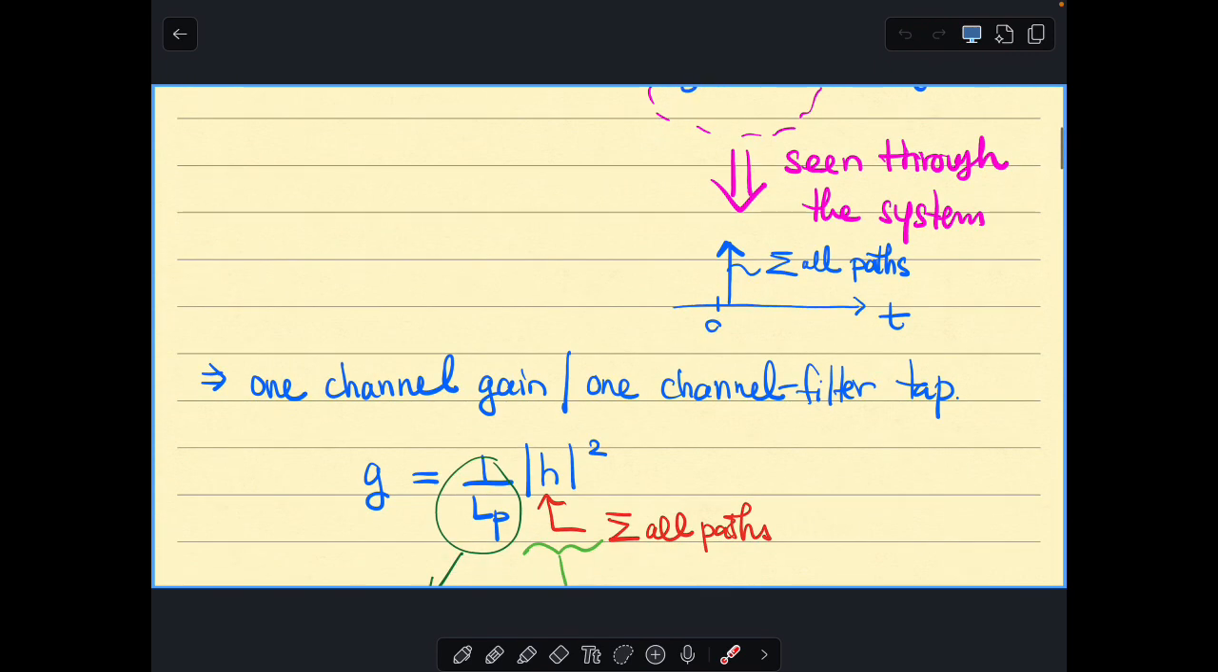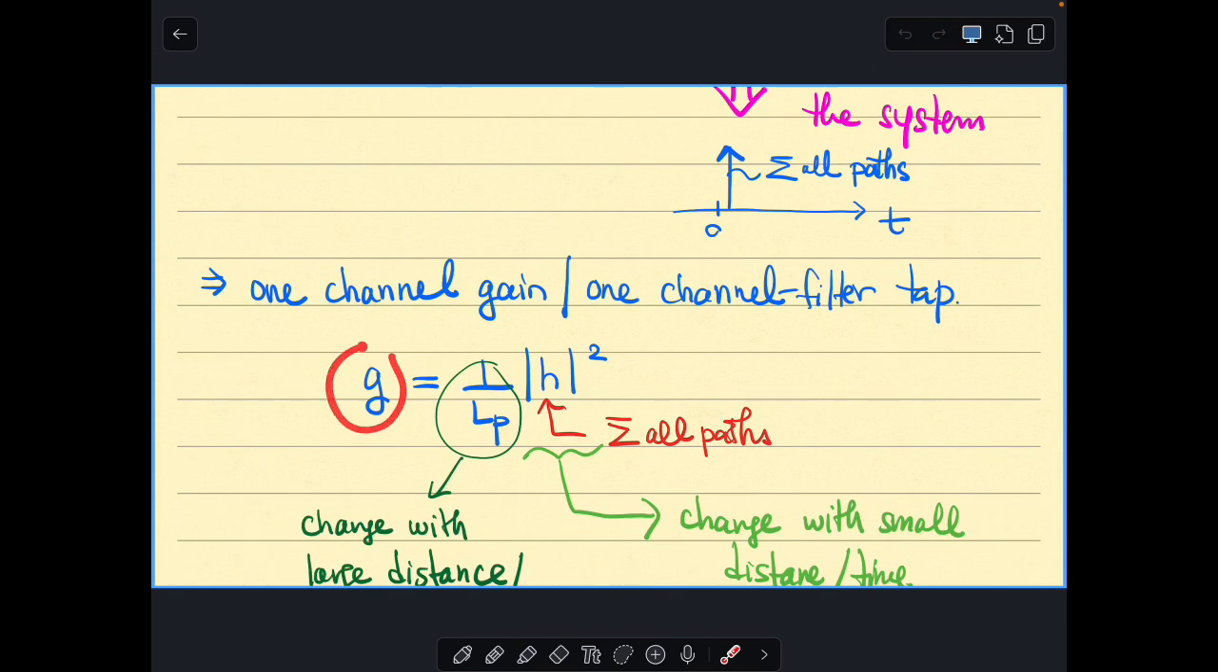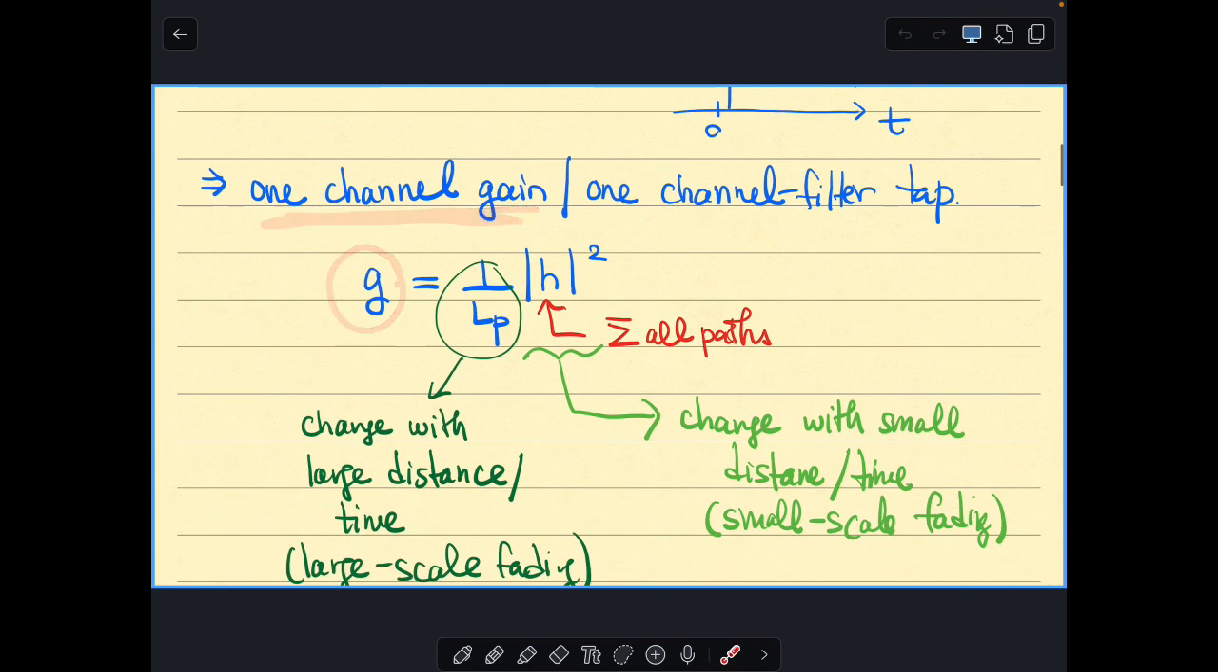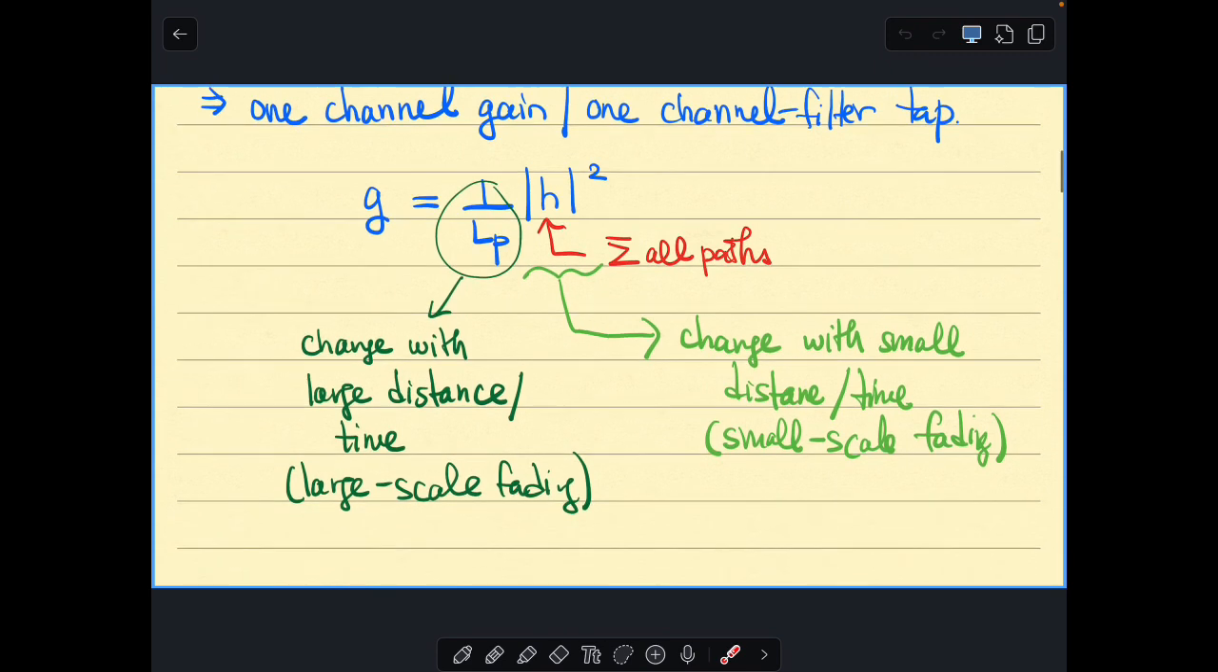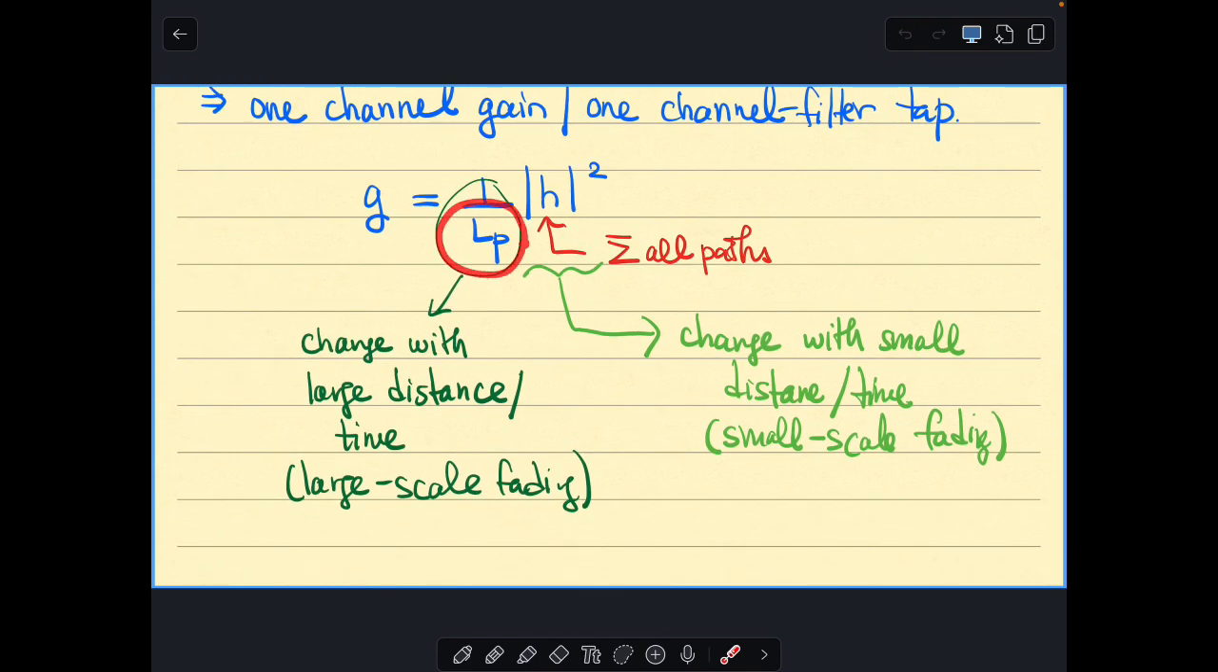So there's only one channel gain, or one path, or one filter tap. If you think of the channel as a filter, there's only one coefficient. So I let G be this channel gain. You can think of this channel gain as having two different parts. The first part is path loss, LP. You remember LP, path loss.